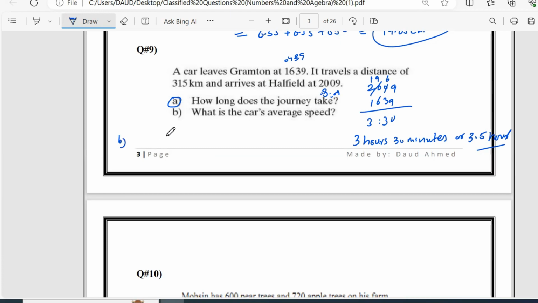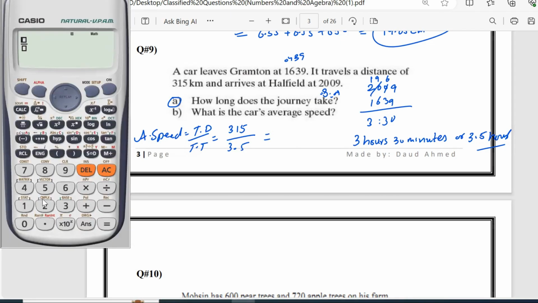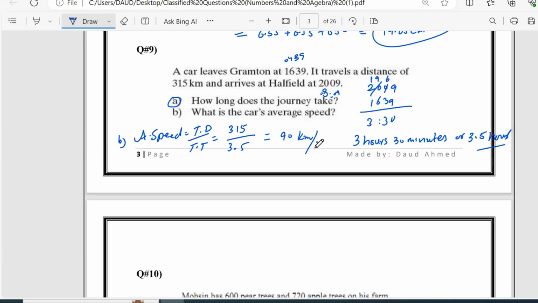B part, they want us to find the average speed. So average speed is equal to total distance over total time, meaning total distance is 315 over total time is 3.5, which is equal, we can check here, 315 divided by 3.5, 90 kilometer per hour. That is the average speed of the car.